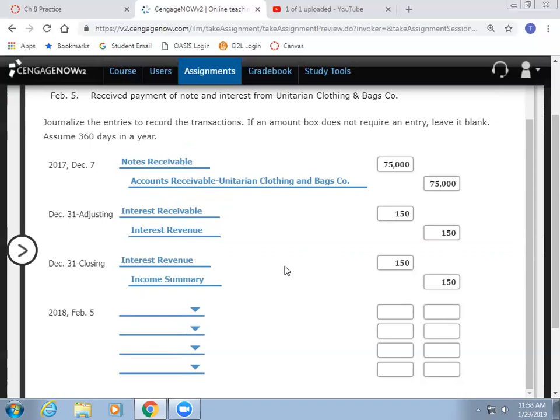And then that gets closed into retained earnings. I know it's been a while, so just as a review: in the income summary, all of your revenues got credited and expenses got debited. The income summary ended with a net income balance. And then furthermore, that went into retained earnings.